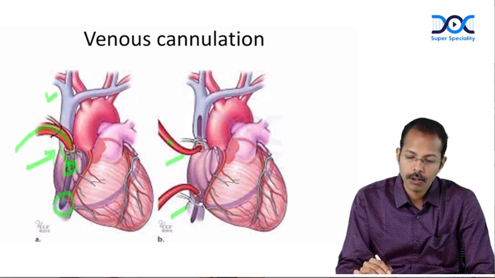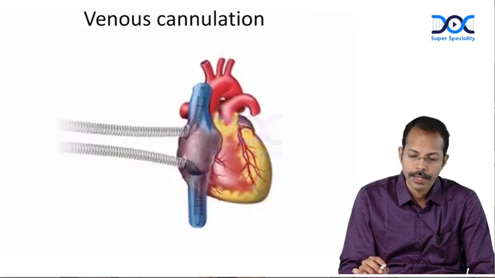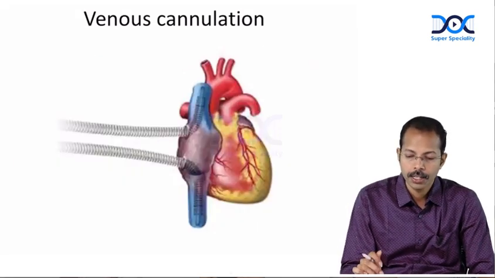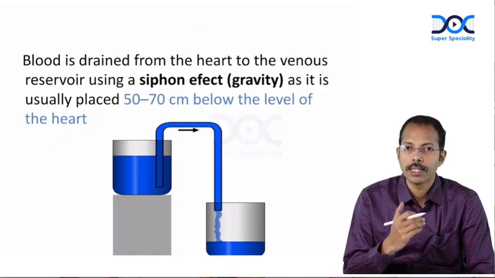And this method is called bicaval cannulation because SVC blood and the IVC blood will be drained separately by two separate cannulas. So this is called bicaval cannulation. Again, this is an example of bicaval cannulation to drain the venous blood. So this is important. This is an MCQ.